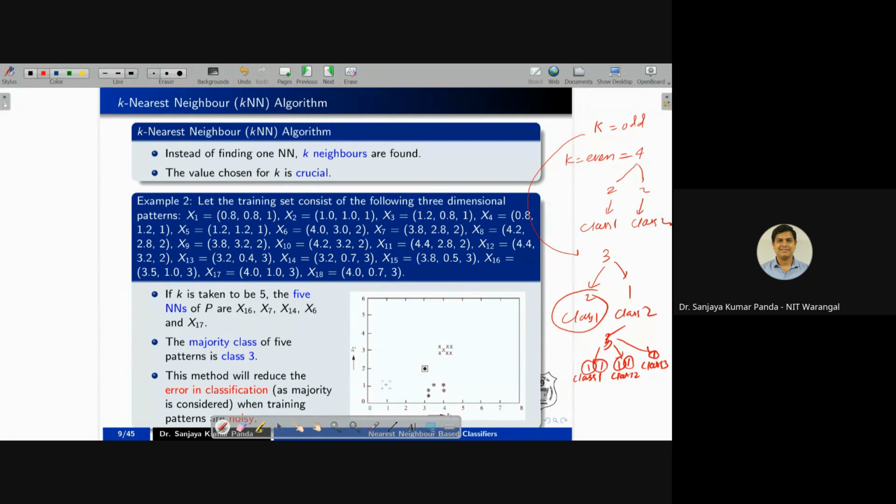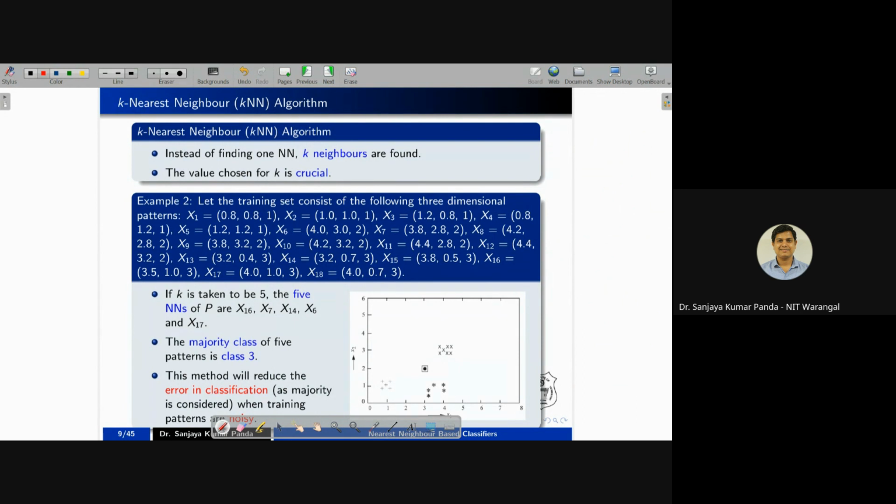But we generally take an odd number, because in the even number case there is a tie. And in the odd number case also, if there is a tie, then you can increase the number of samples and find a particular solution. Now what we'll do is take the same data set in which we have 18 different training patterns.